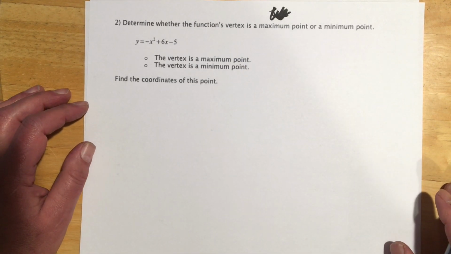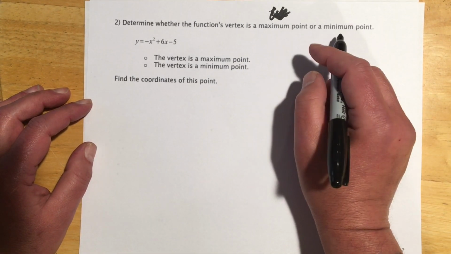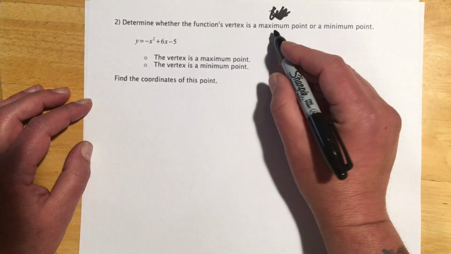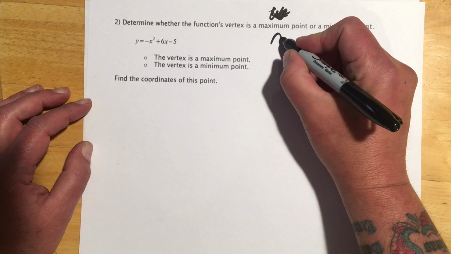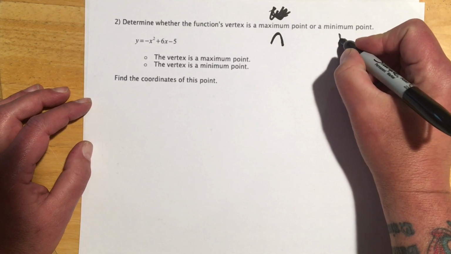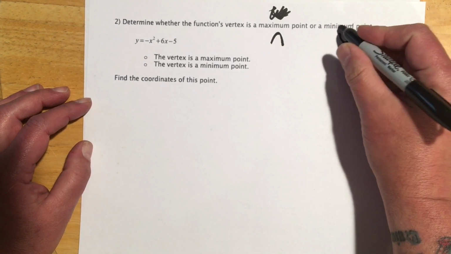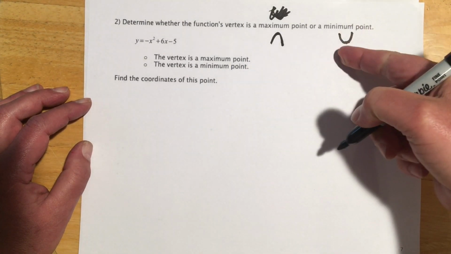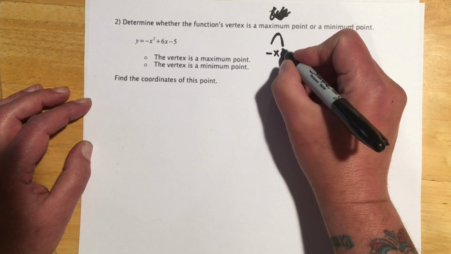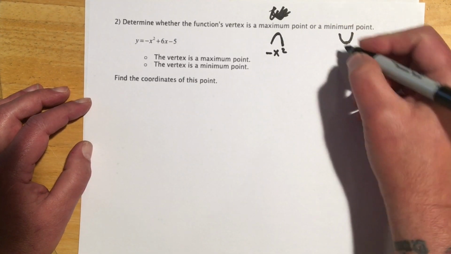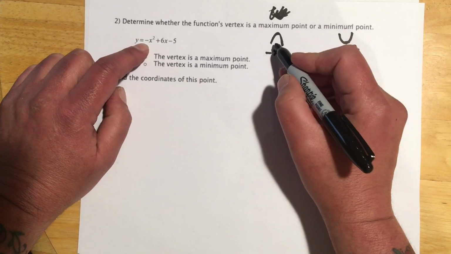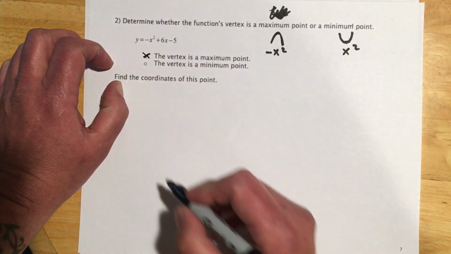Okay, for number 2, determine whether the function's vertex is a max or a min. And this one is one that if you're in my class, you should definitely worry about. So if it's going to be a maximum, the parabola is going to be opening down, and that's going to make the vertex at the top, which makes it a max. If the parabola is opening up, then it would be a minimum because the vertex is at the bottom. And we have parabolas opening down when we have negative x squared, and we'd have minimums when the parabola is opening up, which means we have positive x squareds. So this one, since it's a negative x squared, that means that we're going to have a maximum.